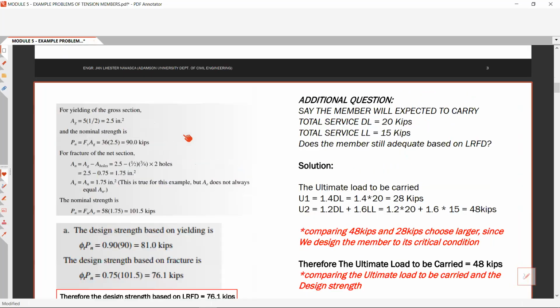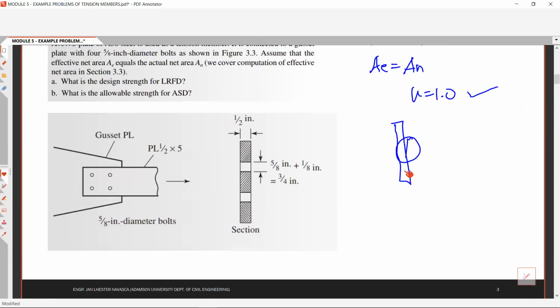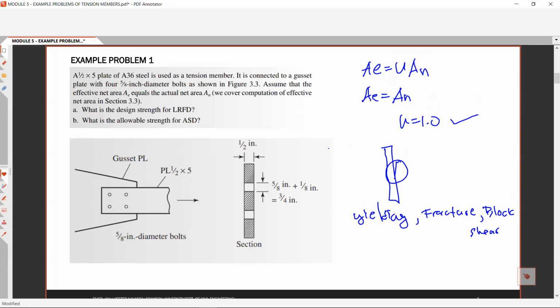So we have three limit states. The first limit state is based on yielding, then based on fracture, and based on block shear. It is not given in the problem, so we are neglecting block shear first. We are just considering yielding and fracture of the net section.